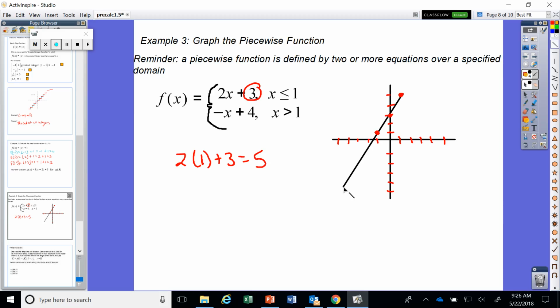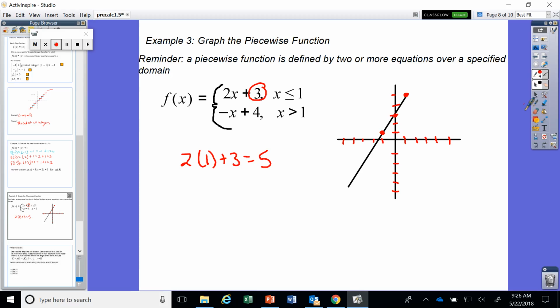All right, now what about negative x plus 4? Well, the goal is to see where the graph of negative x plus 4 goes. The graph is negative x plus 4 for everything greater than positive 1. Because we've already included 1 for the first function, 2x plus 3, we're not going to include it again for negative x plus 4. But I also want to find the output value at positive 1, so I know where to start the graph.